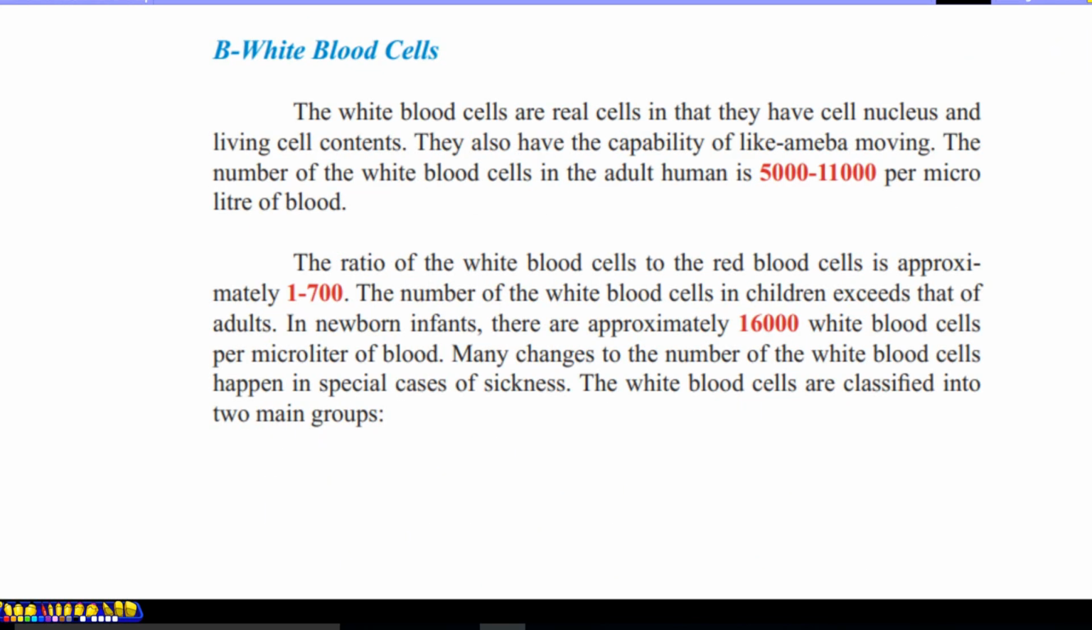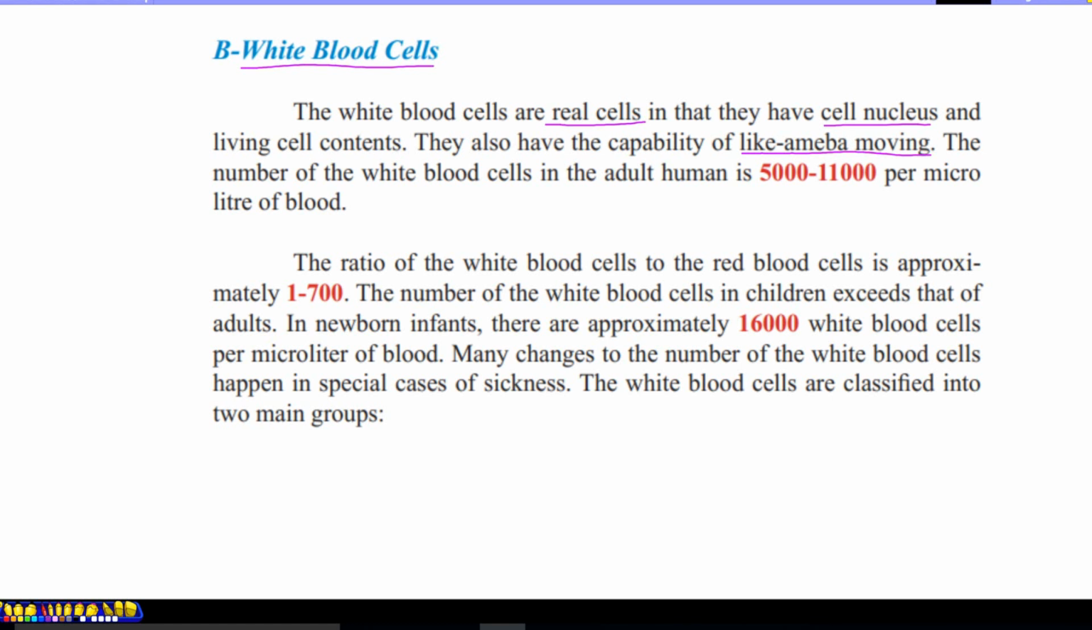White blood cells are real cells. Real cells means they have a nucleus, a cell nucleus and the living cell contents, which red blood cells lose after they become mature. They also have the capability of moving, like an amoeba. We said the shape of red blood cells is biconcave or biconvex, while white blood cells have an amoeboid shape. It means they have no constant shape.